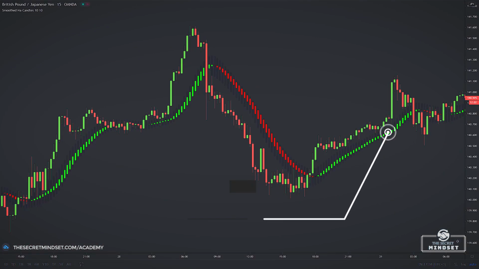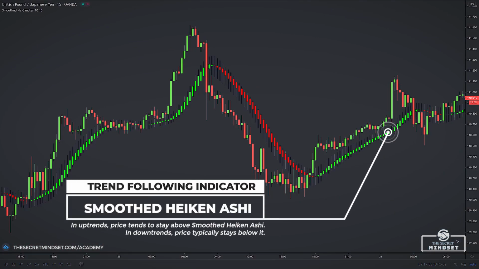Smoothed Heikin Ashi is a trend-following indicator. In uptrends, price tends to stay above it. In downtrends, price typically stays below the Smoothed Heikin Ashi. The first possibility of a change in trend is when the price crosses through the indicator. Downtrends start to reverse when price crosses back up and through the Smoothed Heikin Ashi, while uptrends show signs of reversal when price falls through the Smoothed Heikin Ashi below it.